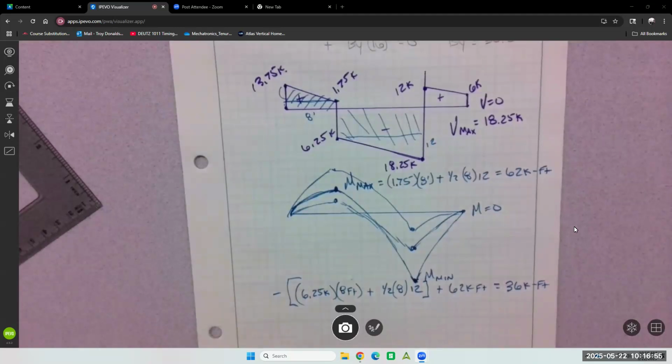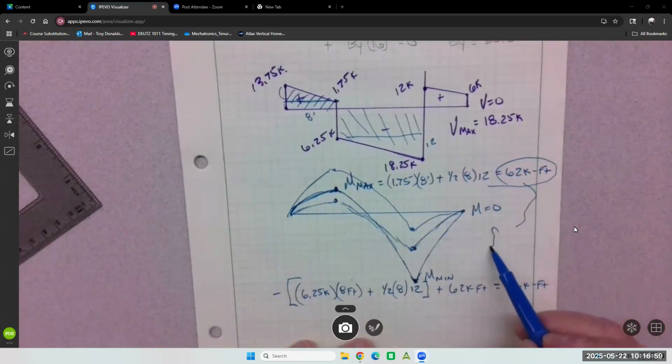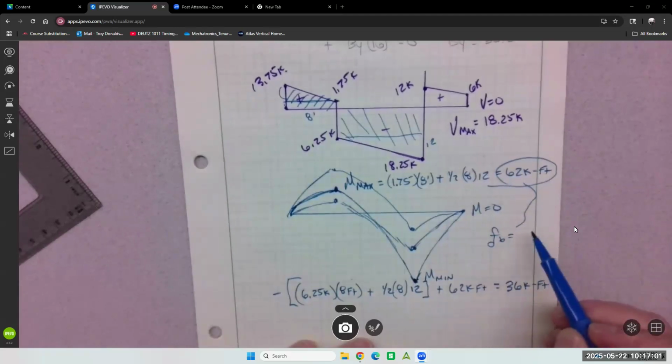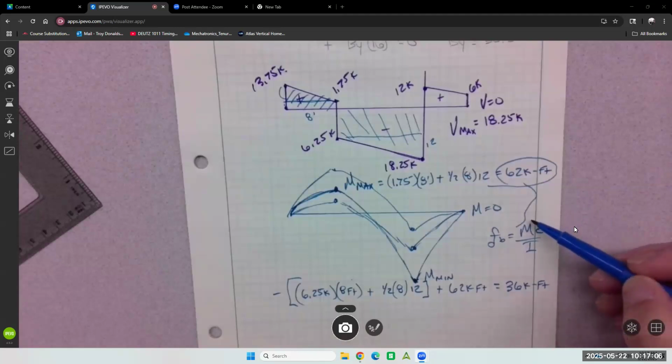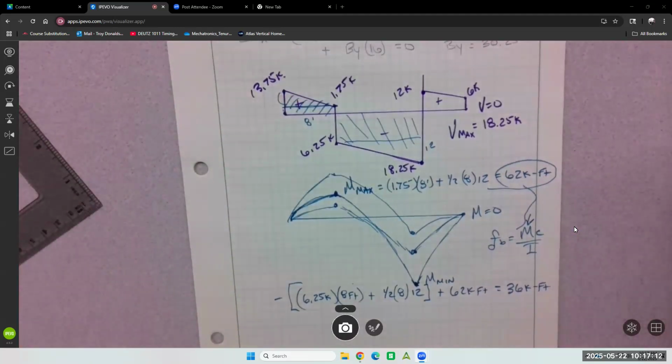Yeah, and again, this is what we need, right? To take it to fB equals Mc over I. That's our moment. If we knew what the beam was, we can get c and I, and we can come up with the bending stress. They didn't give us the beam.